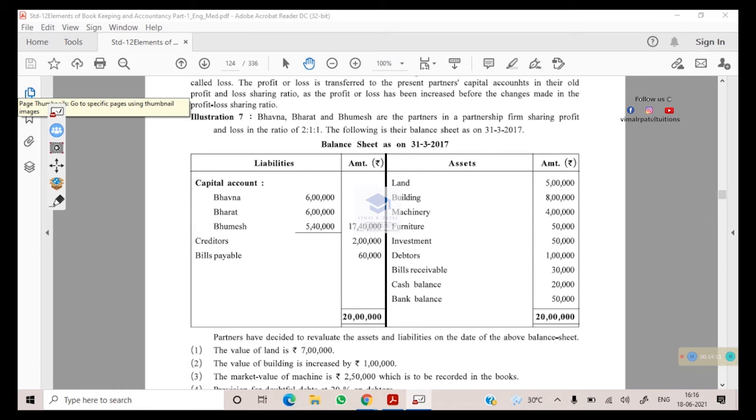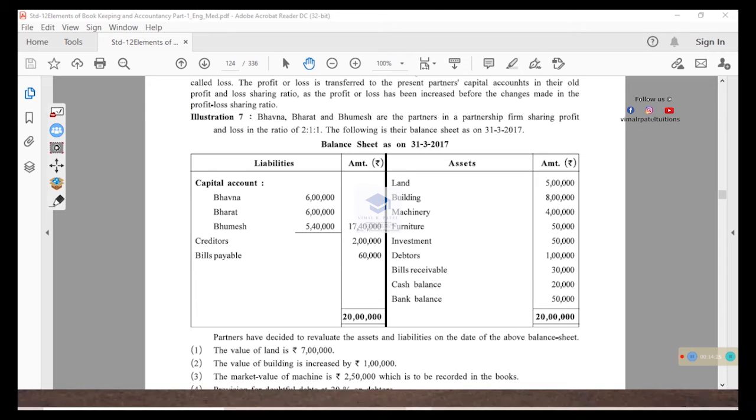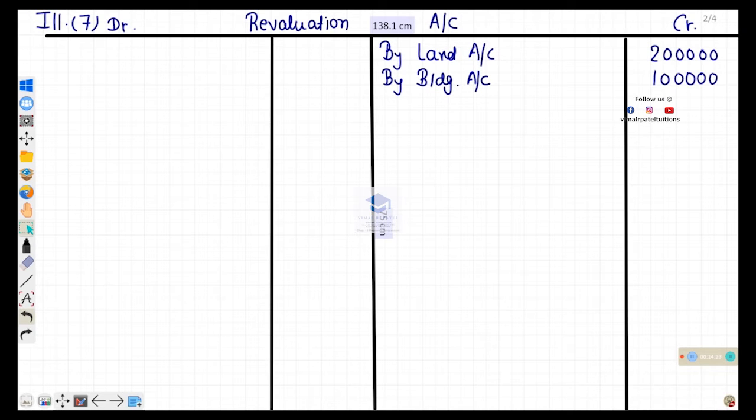Then the market value of machine is 2,50,000, which is to be recorded in books. Now the balance sheet value is 4 lakh and the market value is 2,50,000. So the difference is 1,50,000. That is a decrease in value of machinery. That will be debited to revaluation account.